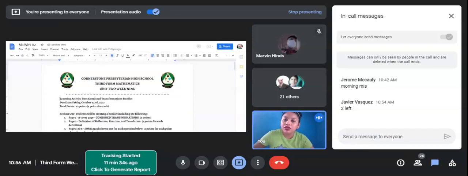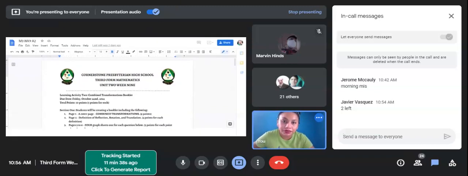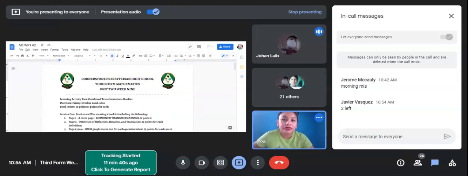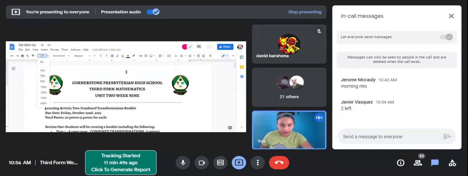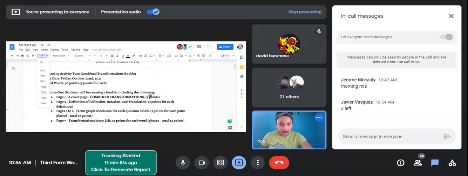Share the step by step. Okay. So are you guys seeing the document? Yes, miss. So this is assignment number 2. This is the last, and I'm stressing the word last, it is the last graded activity for this cycle.